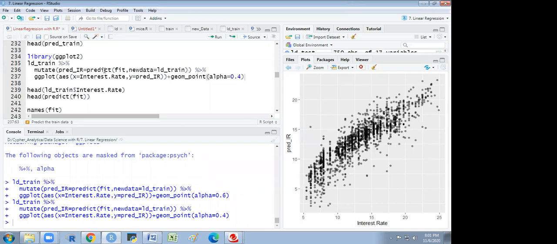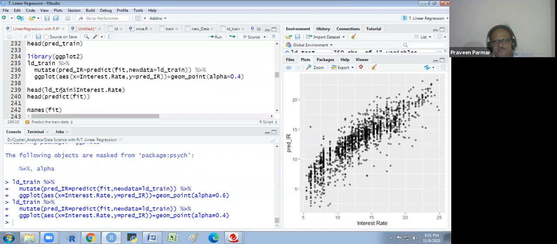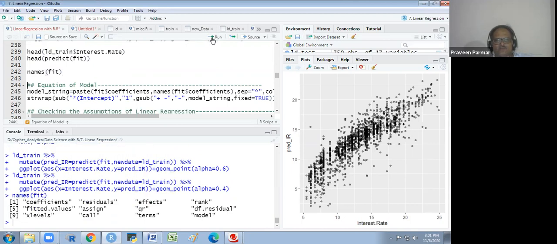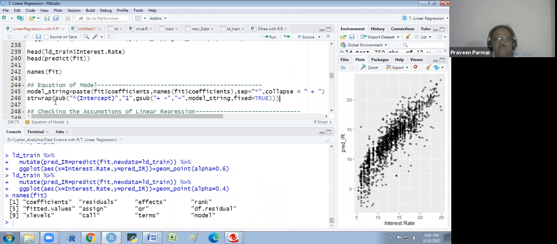Now I explained this thing to you already, so I'm not explaining it again. I will show you the names of fit. There are many things in our model. I will show you how many attributes there are. These are the attributes we have: the coefficients, the residuals, effects, rank, fitted values, assign, QR, df.residual, xlevels, call, terms, model. This is all we get here. But I will show you how we could create that. I tried to create one equation of the model, but we could not use it.